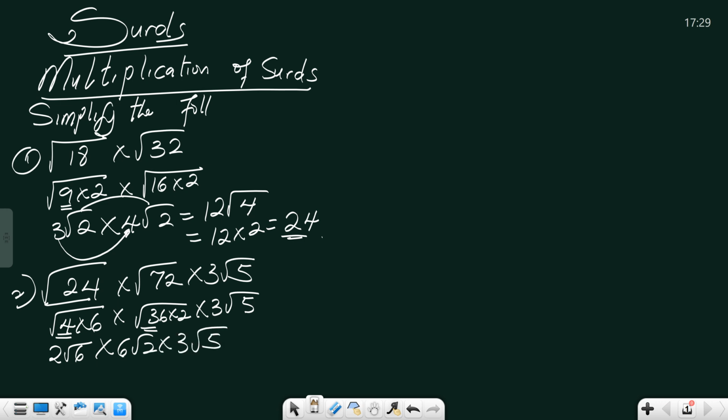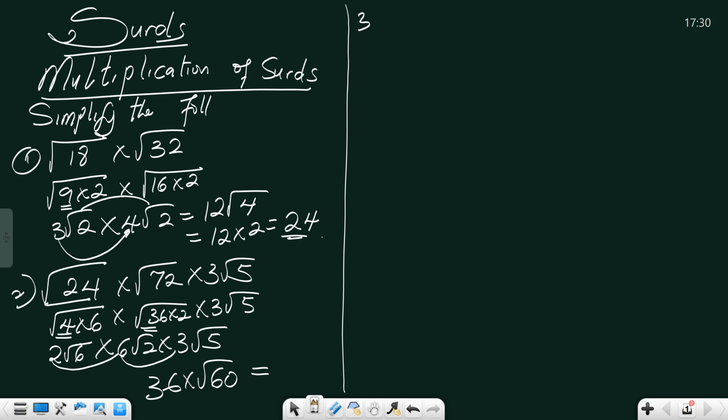Now let's multiply all the numbers beside the root. That's 2 times 6, 12, 12 times 3. 12 times 3 will give me what? 36. Now let's multiply all the roots. Root 6 times root 2, that's root 12. And root 12 times root 5, that is root 60. That's times root 60. I can still break this root 60 down. I have 36 times root 60.